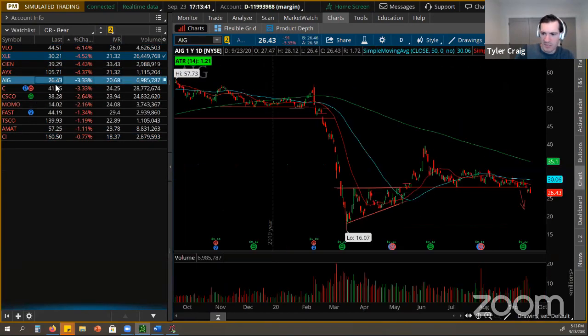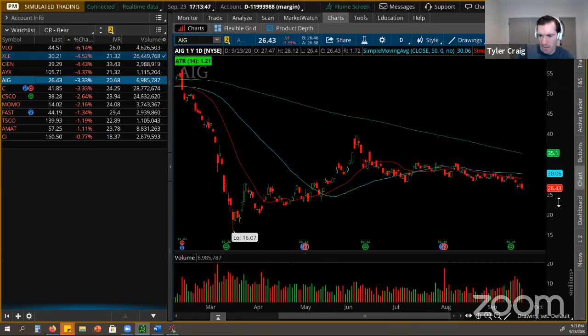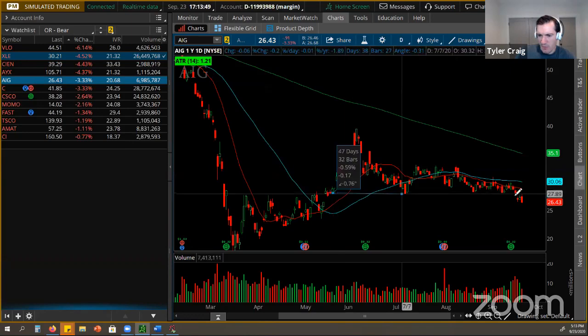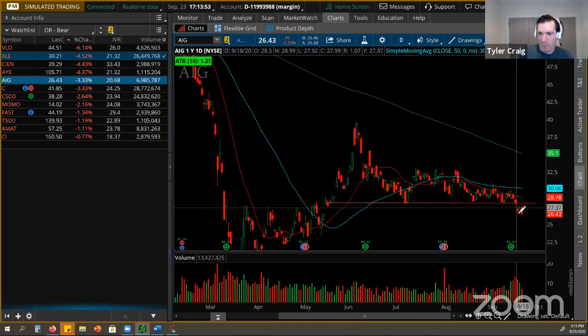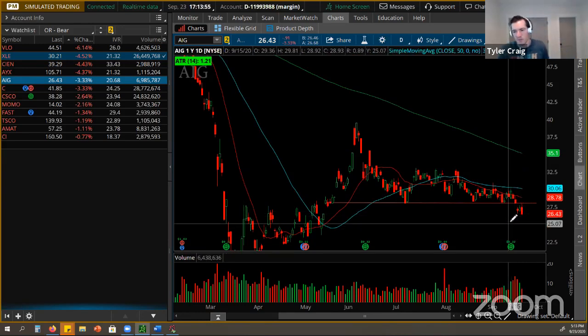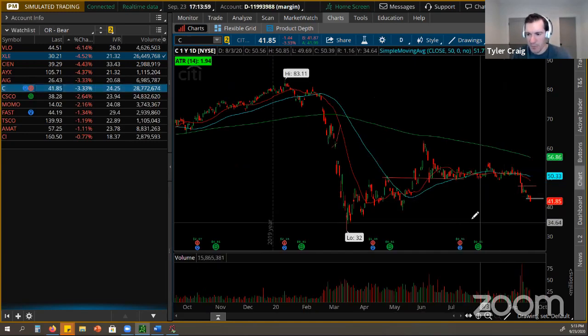Okay, so let's see here. AIG is one. This is one that was on the report last week. So this was knocking on the door of support, and it broke support this week. So there's a bear breakout.